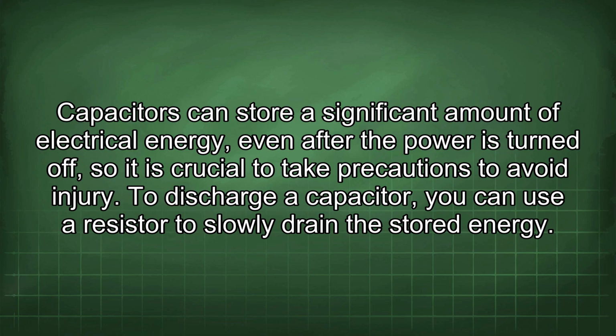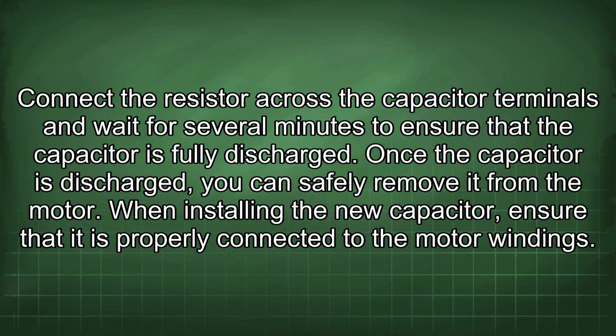To discharge a capacitor, you can use a resistor to slowly drain the stored energy. Connect the resistor across the capacitor terminals and wait for several minutes to ensure that the capacitor is fully discharged. Once the capacitor is discharged, you can safely remove it from the motor. When installing the new capacitor, ensure that it is properly connected to the motor windings.